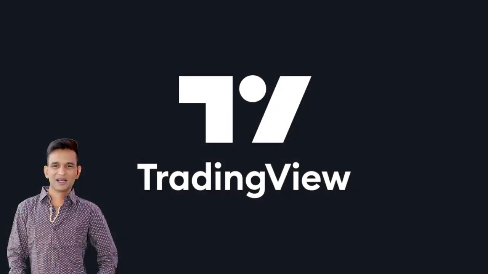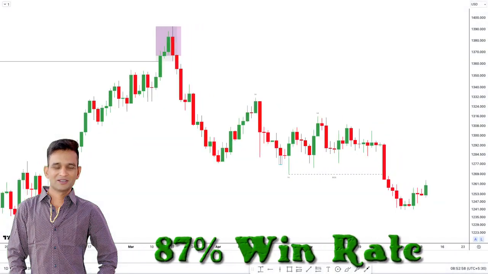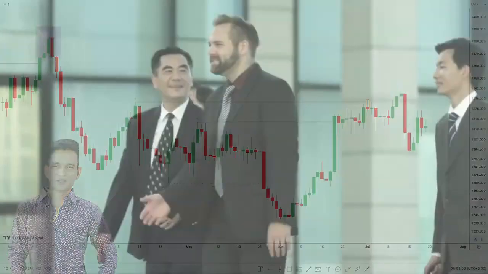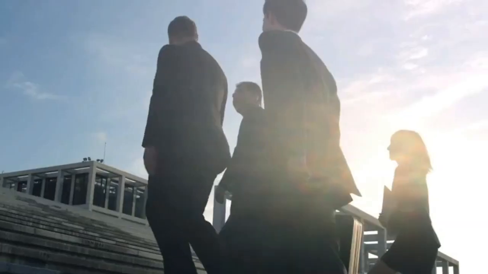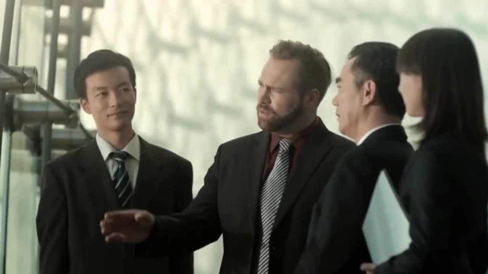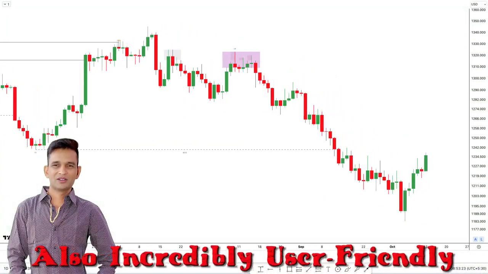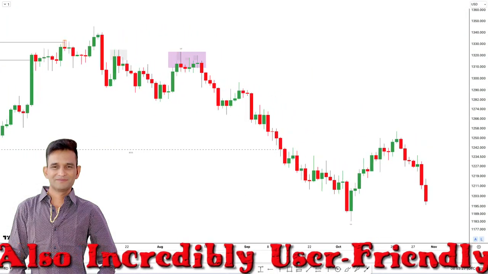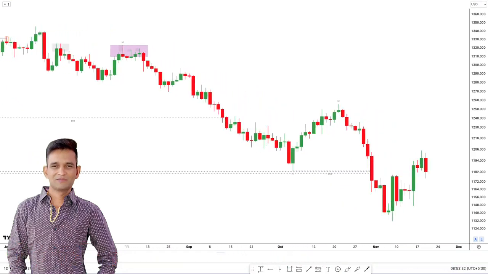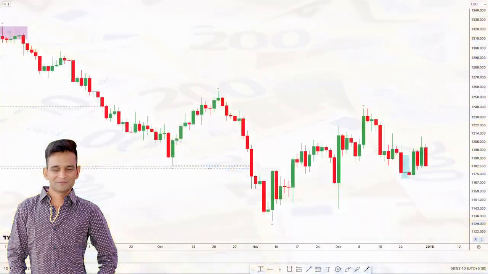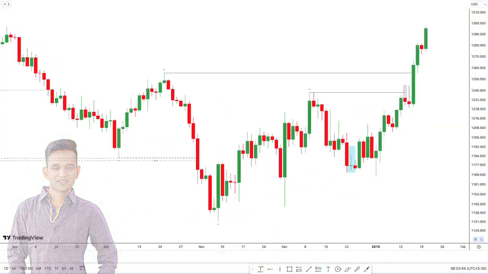This TradingView indicator boasts an impressive 87% win rate in the Forex market, based on my extensive research. All the successful trades you witness on the screen can be attributed to this powerful tool. Not only does it deliver exceptional results, but it's also incredibly user-friendly. With just a few straightforward rules in place, you can execute trades and consistently reap profits. It works best on a 15-minute chart.